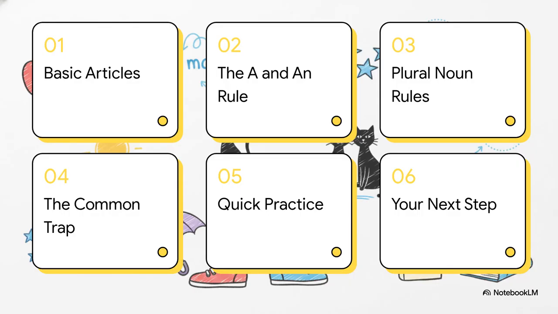Okay, let's dive into this. Today's agenda: first, mastering basic articles. Second, the a and an rule. Third, plural noun rules. Fourth, the common trap. And fifth, a quick practice.